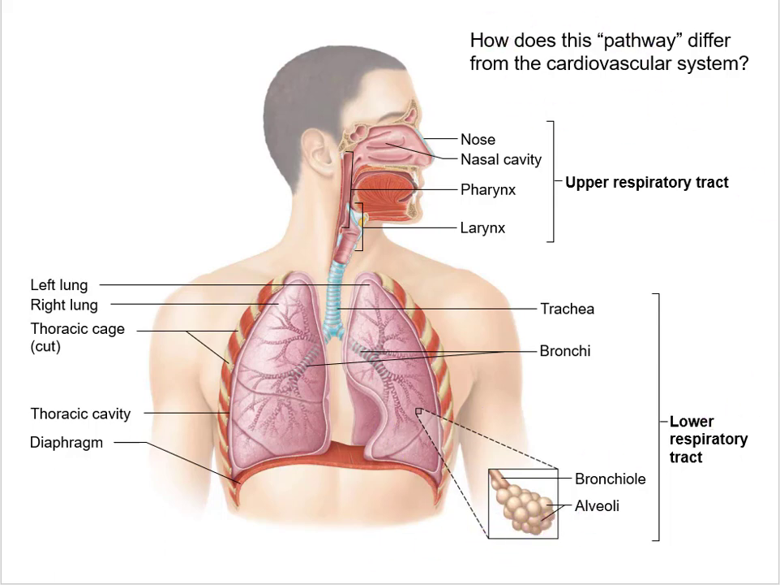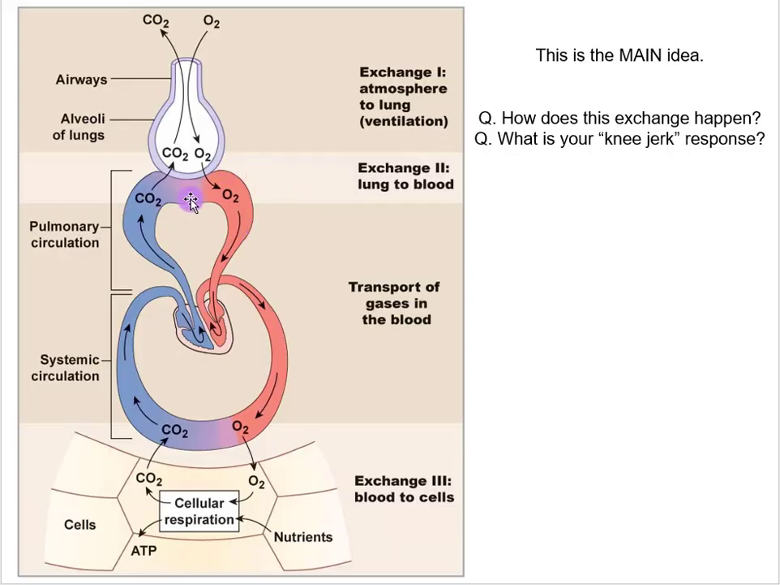Now, the question I put up here is, how does this pathway differ from the cardiovascular system? Well, I think it's fairly straightforward, but you may not know exactly what I'm going after. So what I'm going after is this. If you look at the cardiovascular system, you'll notice that it's a big loop. You've noticed that previously, right? It's a big loop.